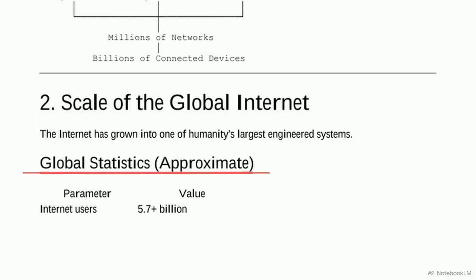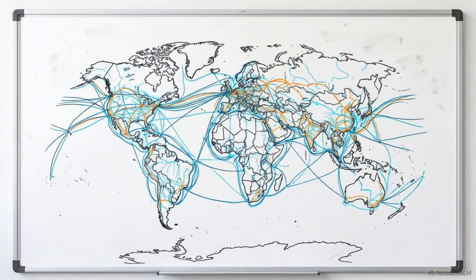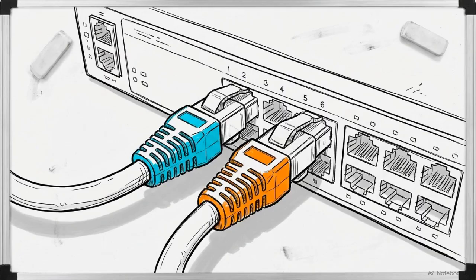This global statistics table highlights the true scale. That 142 millisecond sequence we just watched is happening concurrently for over 5.7 billion users, generating more than 400 million terabytes of new data every single day. This 500 millisecond journey represents the most complex, decentralized engineering system ever built, held together by internationally agreed-upon standards of cooperation.